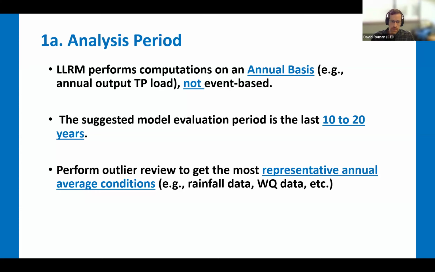Bob talked a bit about stats, but you can always do an outlier review. The goal here is to get representative annual average conditions. So if you have rainfall with 3 years of drought, you might want to consider removing that if you want to get representative conditions. So it all depends on what the goals are. And we could go into outlier review, as Bob said, probably in another 3-hour training.